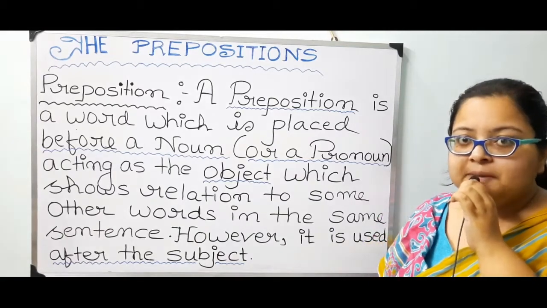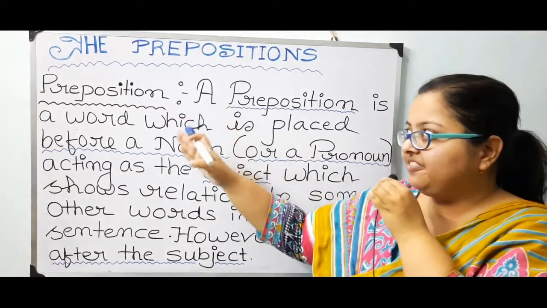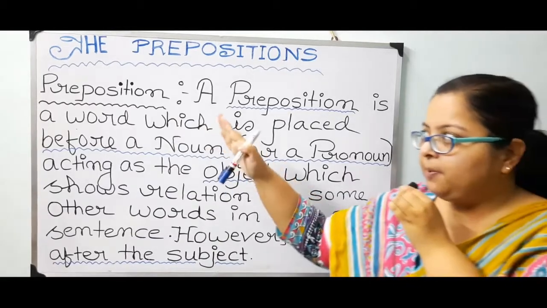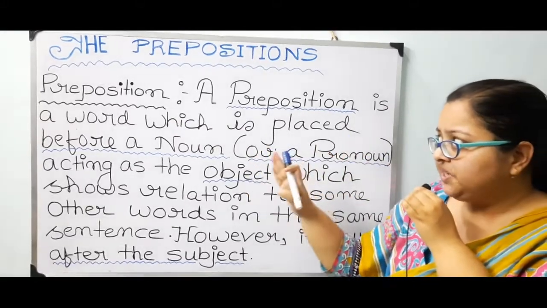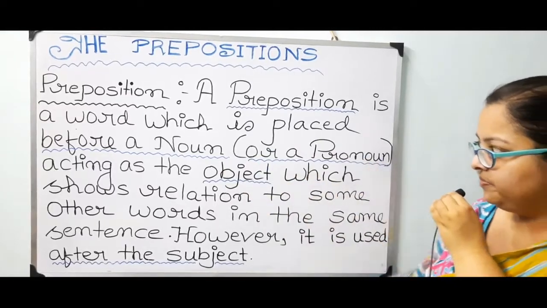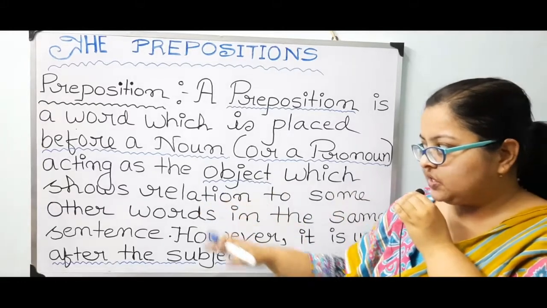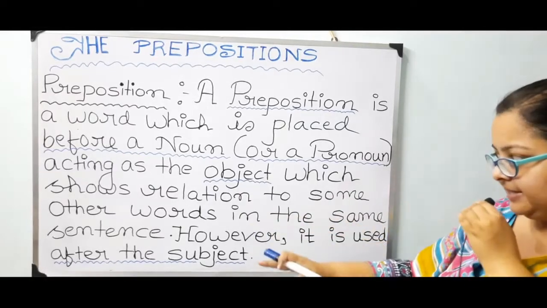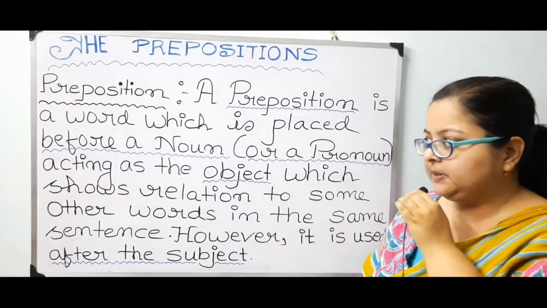Let's start the prepositions today. Now, students, let's see at first the definition of a preposition. A preposition is a word which is placed before a noun or a pronoun, acting as the object, which shows relation to some other words in the same sentence. However, it is used after the subject.